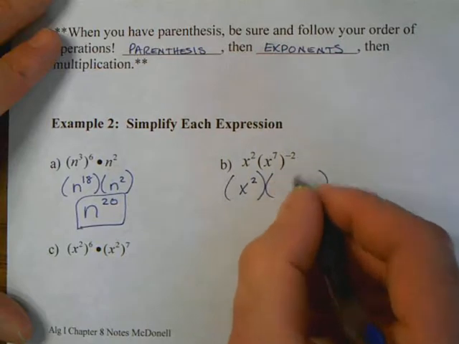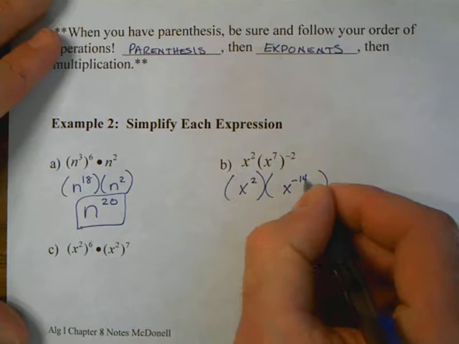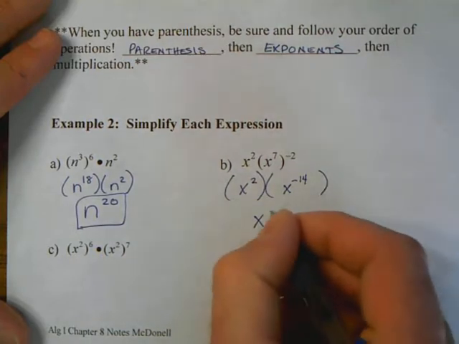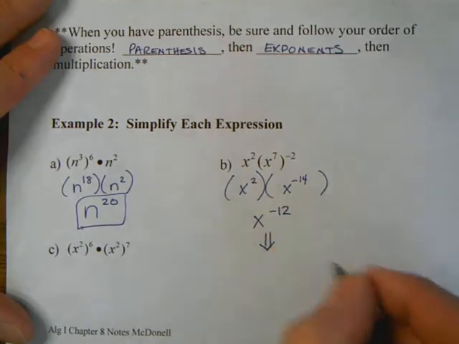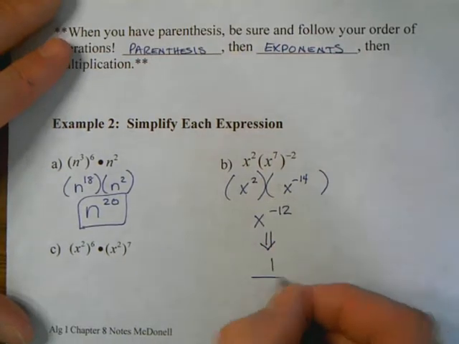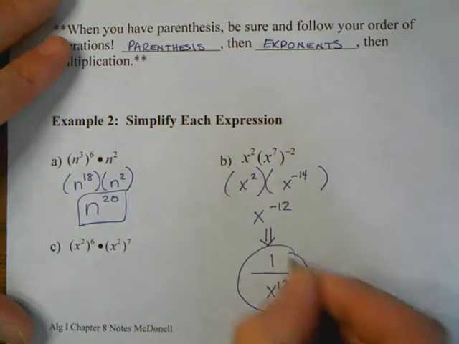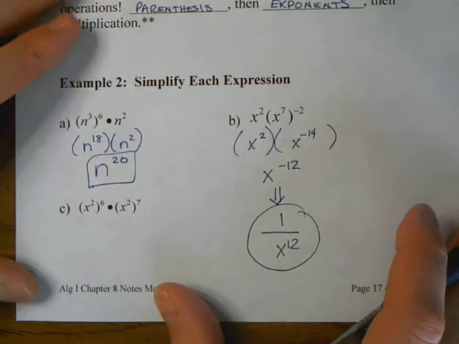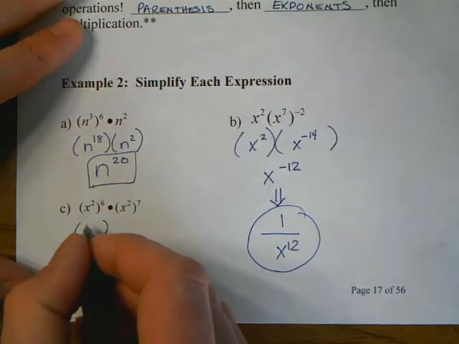Covering up the x squared and just rewriting it down, that's kind of the first problem. And then let's look at the second part. Power to a power, we multiply. 7 times negative 2 is negative 14. Now we can add the exponents together because we have the same base and we get negative 12. Now I'm certain you remember that you can't have a negative exponent. So that becomes 1 over x to the positive 12 is our final answer.